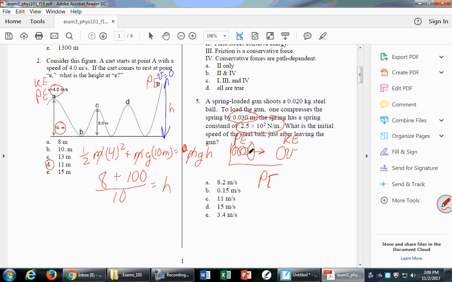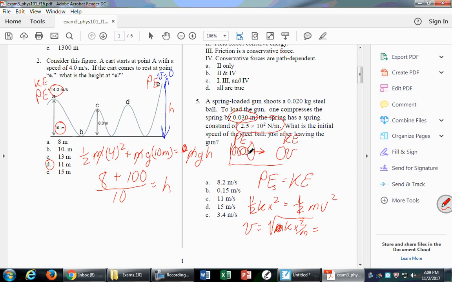And then I say the initial energy, which is all elastic potential energy in that spring, is equal to my kinetic energy. That's 1/2 kx squared is equal to 1/2 mv squared. And I'm looking for v. I can cancel my halves there, however you want to solve this. But v is going to be the square root of kx squared divided by m. Okay? And then I would put in the values.